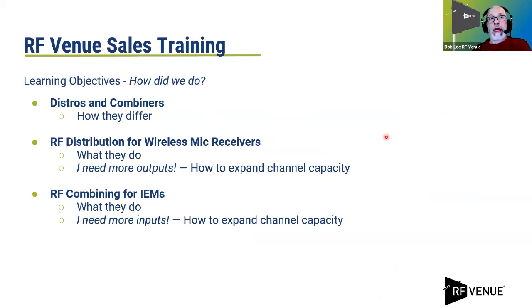How did we do on this? Okay, so we talked about distros and combiners, what the difference is between them, and how not to confuse one with the other. We also talked about what distros do and how you can expand channel capacity or receiver capacity. Oh, I should have gotten that. And also how combiners work for in-ear monitors, what they do, and how you expand channel capacity for in-ear monitors. So, how did we do?